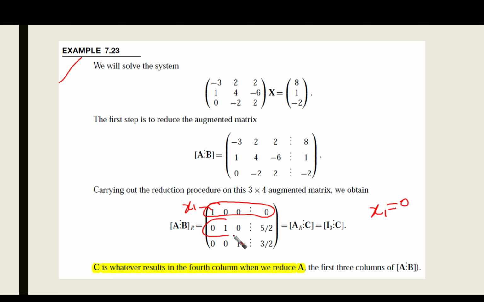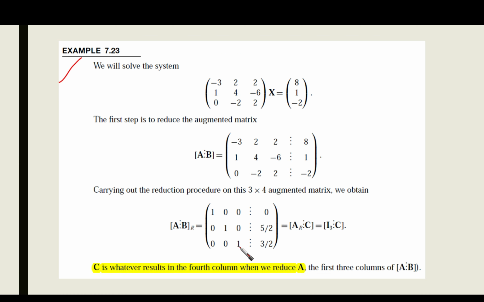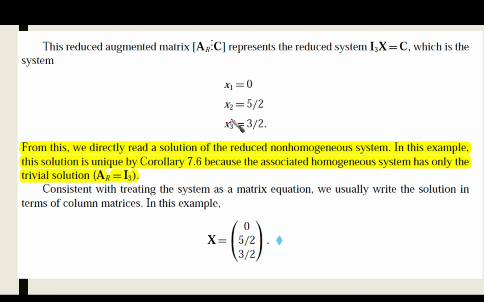And here, similarly, we find that 0x1 plus 1x2 plus 0x3 equals 5 over 2. This means that x2 is going to be 5 over 2. And x3, let's go back, x3 would equal 3 over 2, right? And x3 equals 3 over 2. What is this? It is the solution. Is it difficult or easy? It is very easy actually to read it.